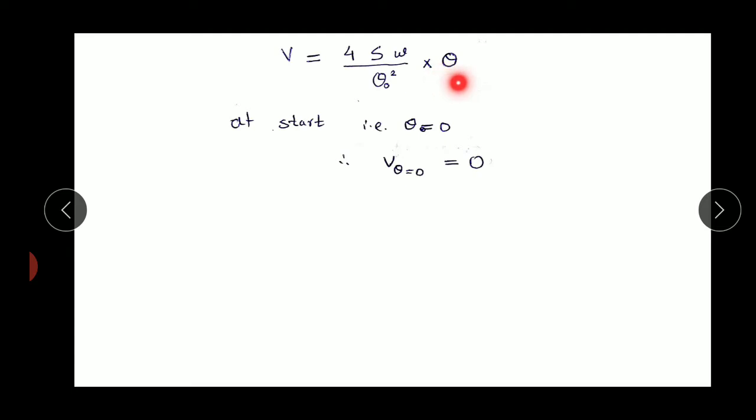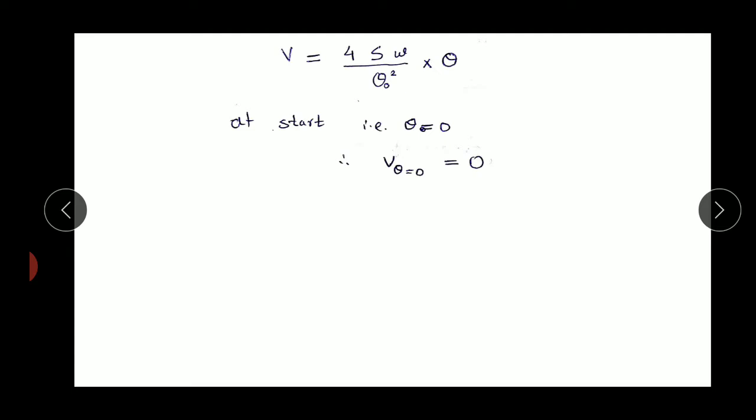So at the start of the out stroke, when the cam does not move, means it does not rotate, the angle turned is 0. So while you put it 0, you will get the velocity of the follower, when the cam is moving with uniform acceleration and retardation motion, at the start of the out stroke as 0. So you can find it as 0. You put 0 over here and the entire equation will become 0.